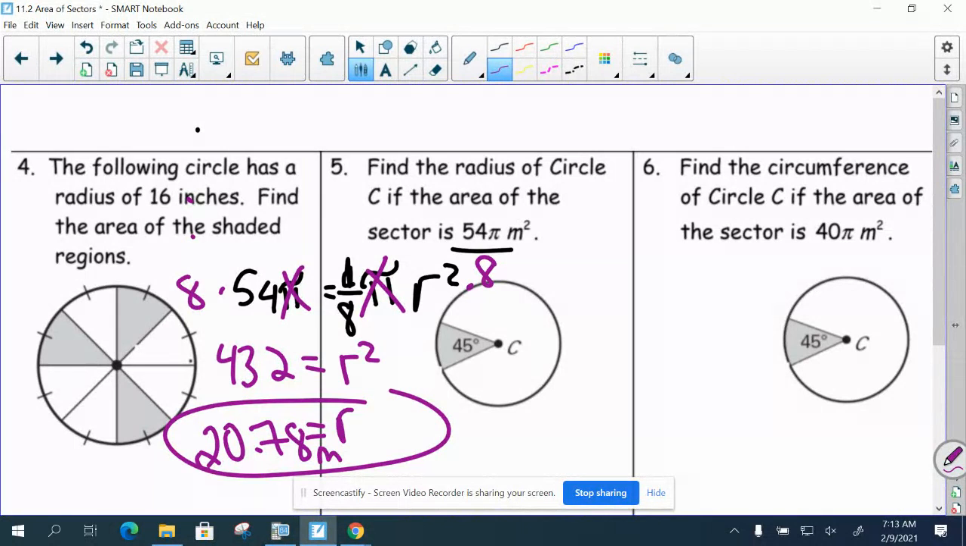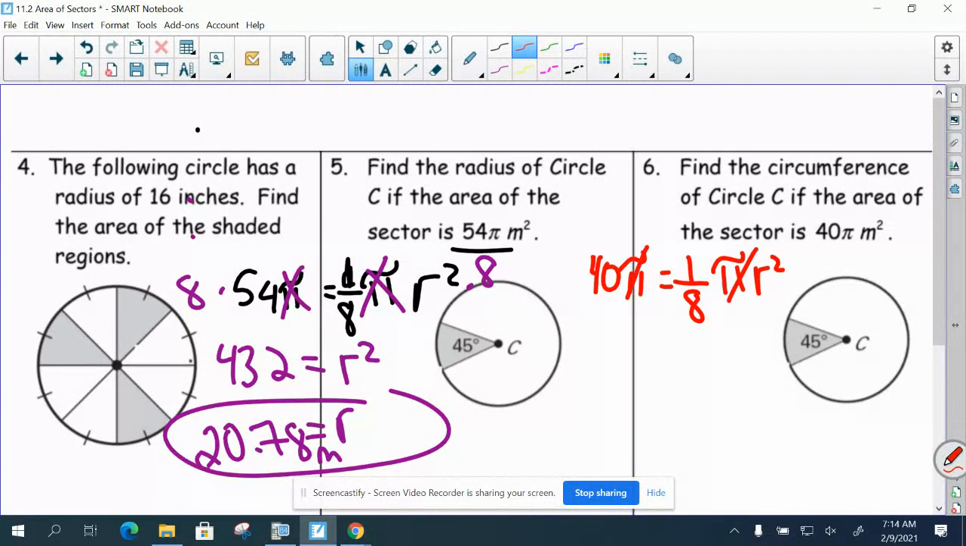All right, so here it says to find the circumference of a circle if the area of a sector is 40 pi. So this is a very similar example, and we want to find the circumference, which we would need to know what the radius is. So basically, we're finding the radius, and we're going to plug it in the circumference equation. So we'll do the same thing. 40 pi equals 1/8 times pi r squared.